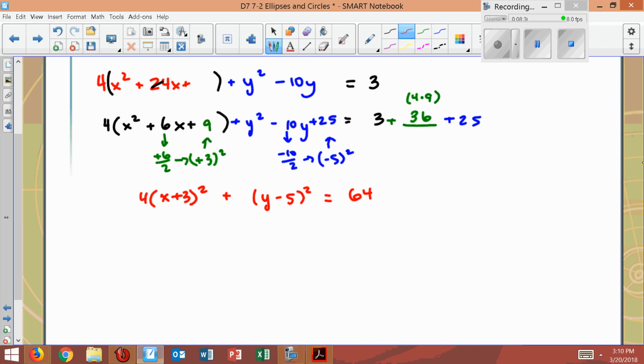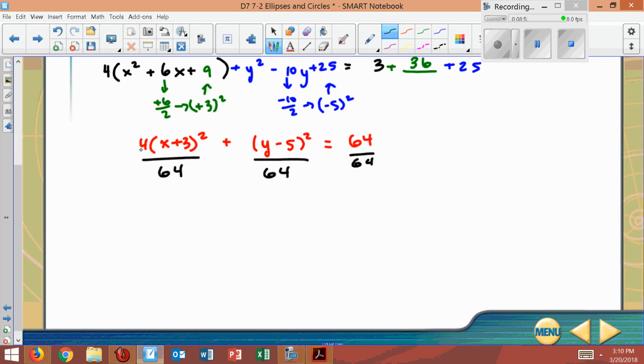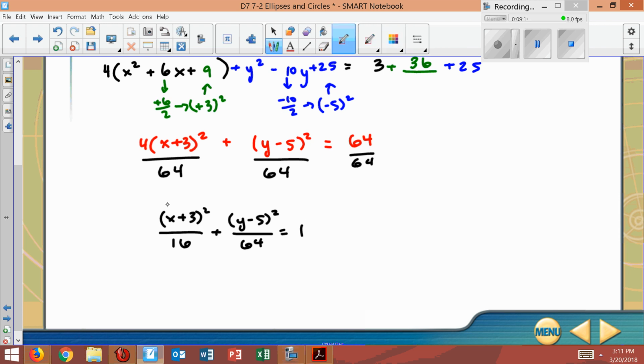Last step. We divide by this number over here. We're going to set this equal to 1. So now I'm going to come back and divide this by 64, this by 64, and this by 64. So this one will reduce. 4 goes into 64 16 times. So I have x plus 3 quantity squared over 16. Plus, this one does not reduce, y minus 5 quantity squared over 64 equals 1. There's my equation there.